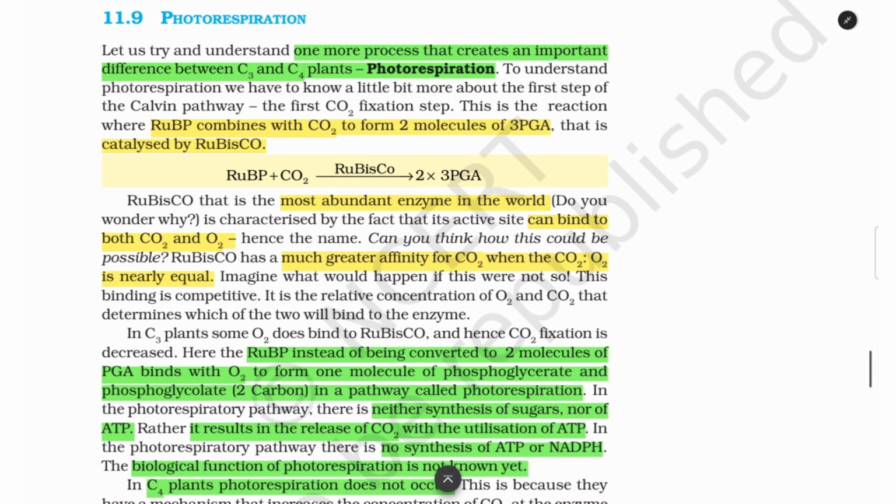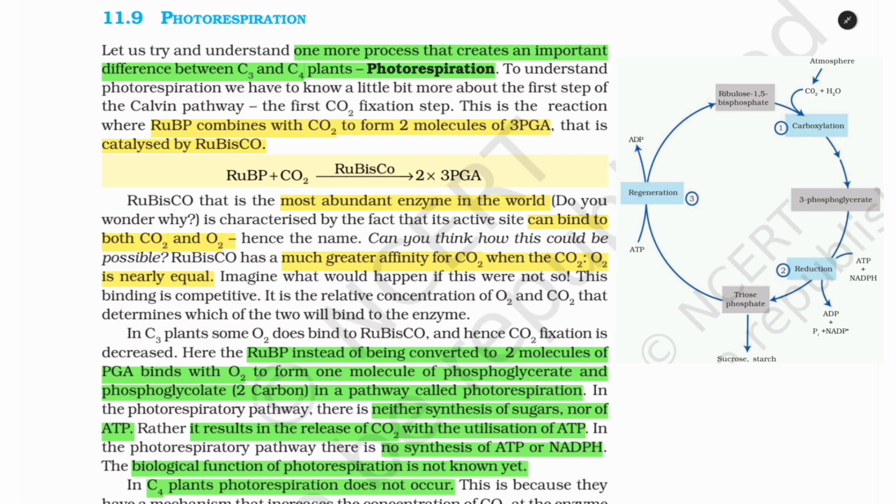Next topic is photorespiration. 11.9 Photorespiration. Let us try and understand one more process that creates an important difference between C3 and C4 plants, that is photorespiration. To understand photorespiration, we have to know a little bit more about the first step of the Calvin pathway, the first CO2 fixation step. This is the reaction where RuBP combines with CO2 to form two molecules of 3-PGA, that is catalyzed by Rubisco. Rubisco, that is the most abundant enzyme in the world, do you wonder why?